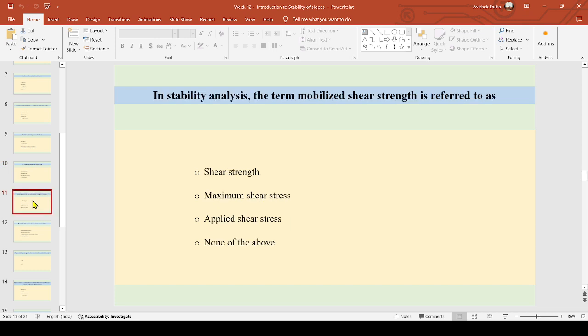In stability analysis, the term mobilized shear strength is referred to as. Your options are shear strength, maximum shear stress, applied shear stress, or none of the above. It means that when we say mobilized shear strength, which among the following stress or strength conditions do we refer to?